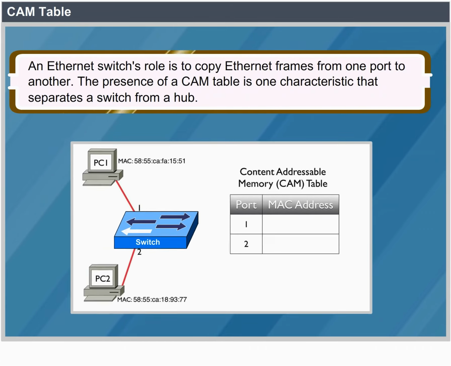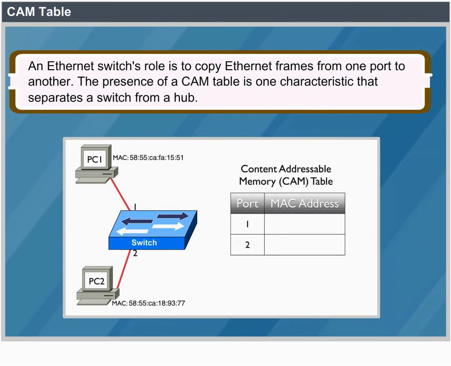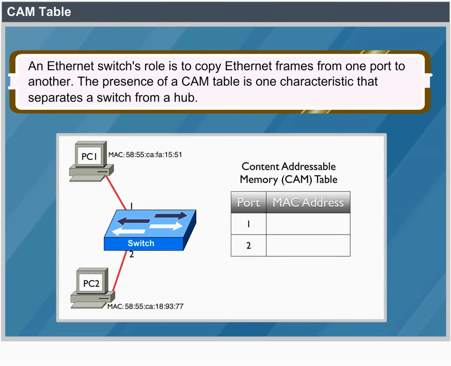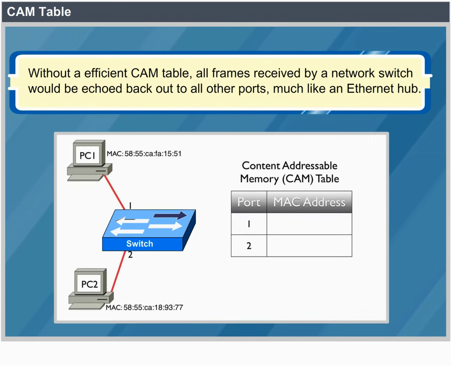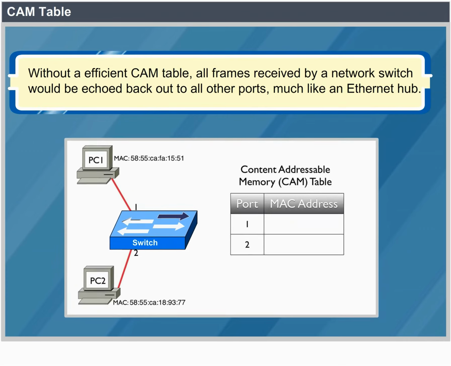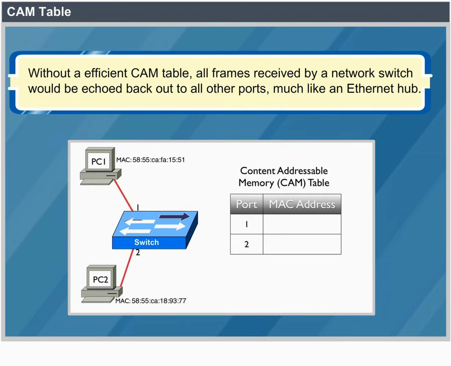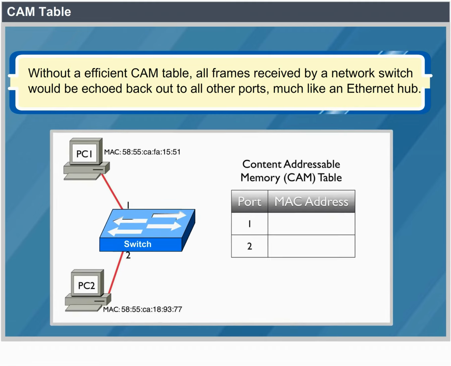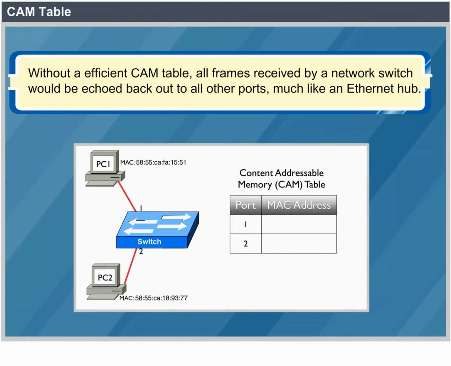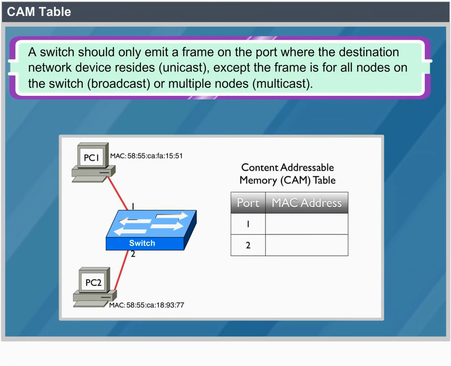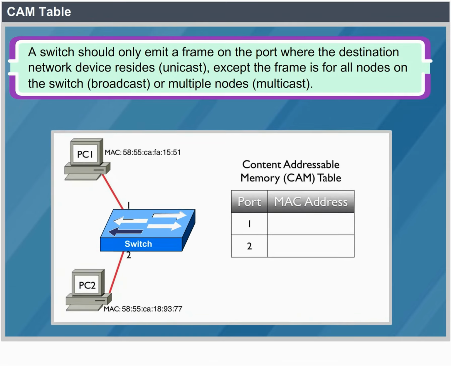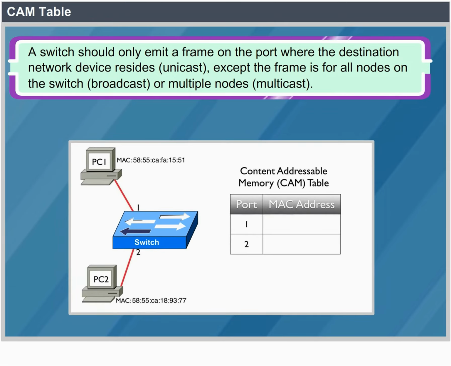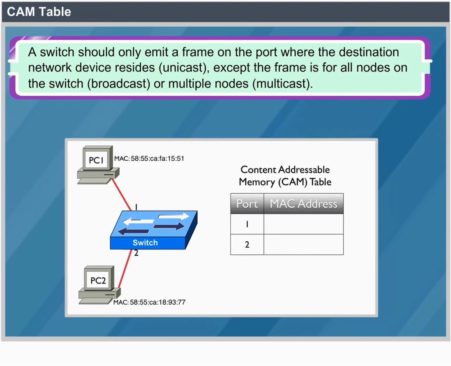An Ethernet switch's role is to copy Ethernet frames from one port to another. The presence of a CAM table is one attribute that separates a switch from a hub. Without a functional CAM table, all frames received by a network switch would be echoed back out to all other ports, much like an Ethernet hub. A switch should only emit a frame on the port where the destination network device resides, or unicast, unless the frame is for all nodes on the switch, or broadcast, or multiple nodes, or multicast.